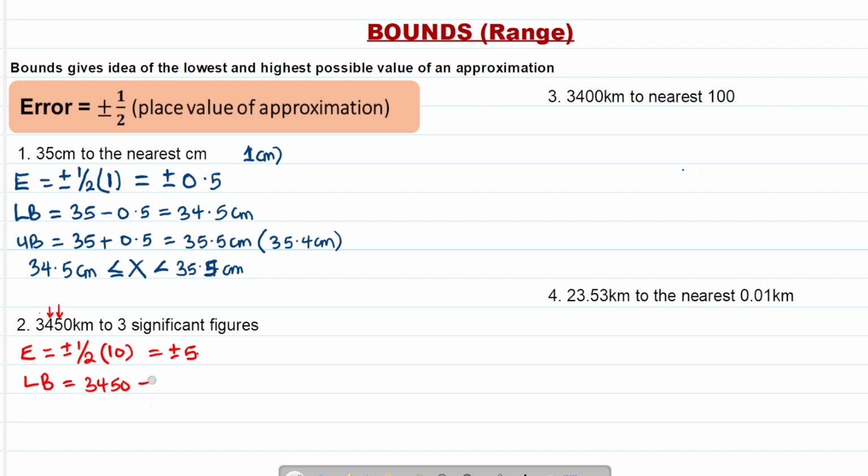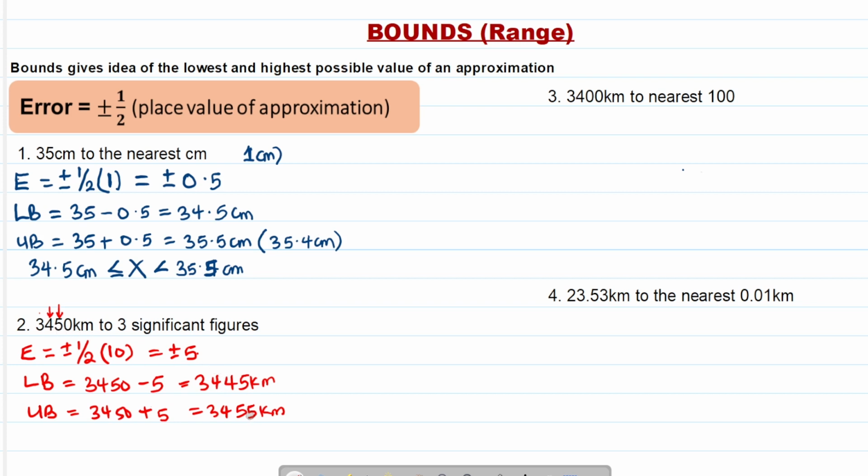3450 minus 5. That will give us 3445 kilometer. And to get the upper bound, we add 5. That will be 3450 plus 5. That will give us 3455 kilometer. Now to present our answer using inequality symbol, or before we do that, again, the lower bound here means the lowest possible value that could have been approximated to give 3450 kilometer.